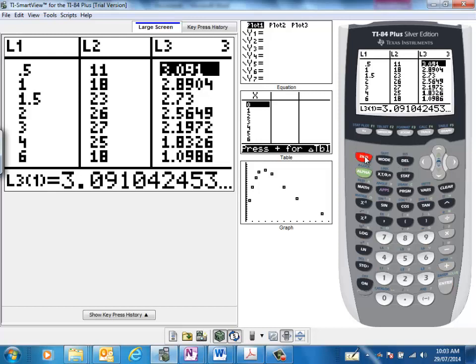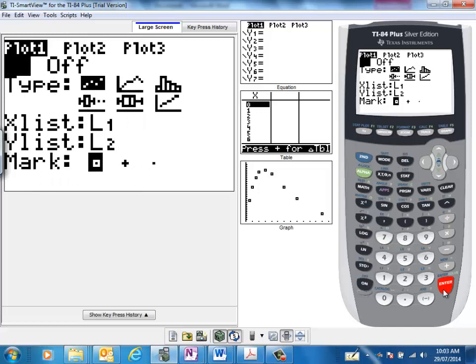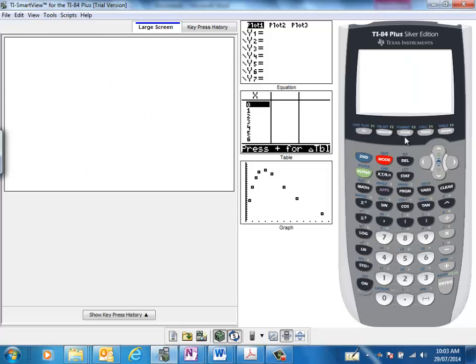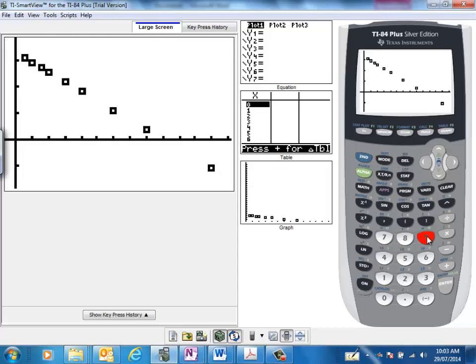Now we go back to our stat plot, and we want to graph not list 1 and 2, but list number 1 and list 3. Quit out of there, and again we go zoom 9, and you can see we get a nice linear graph. Now what we're interested in is the equation for this.